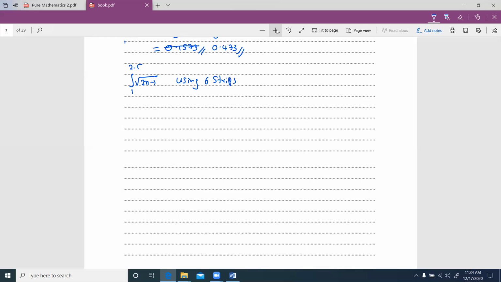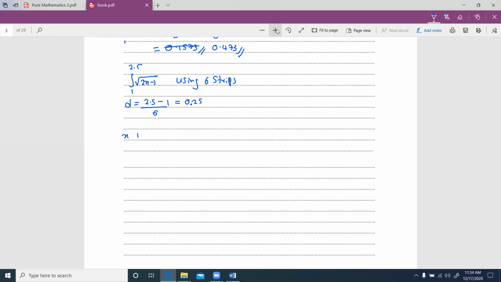Using 6 stripes, initially we need to find the width of a strip. Usually we use the letter D. D equals upper boundary 2.5 minus lower boundary 1, divided by the number of stripes. It's equal to how much? 1.5 divided by 6, so this value is 0.25, right?